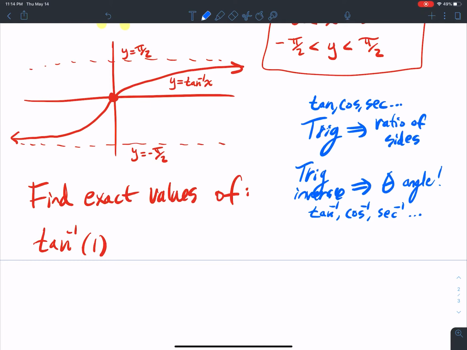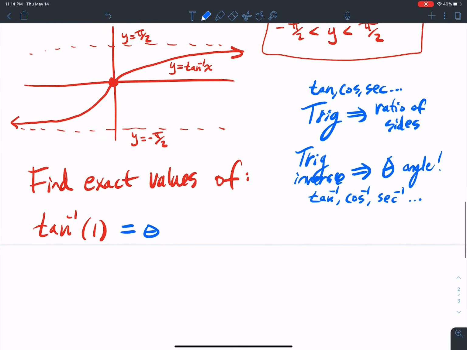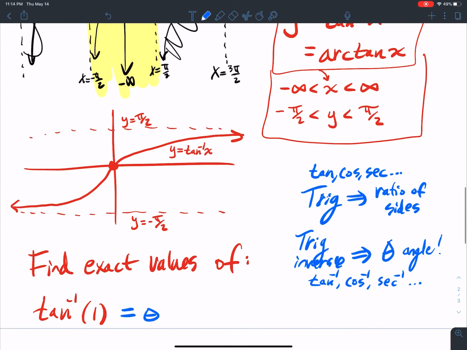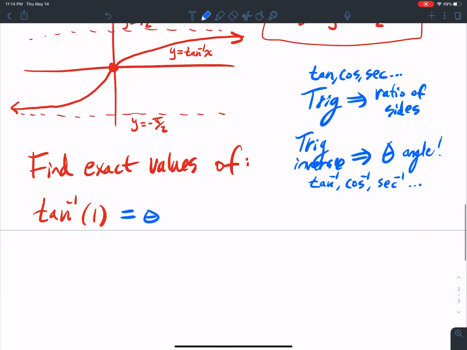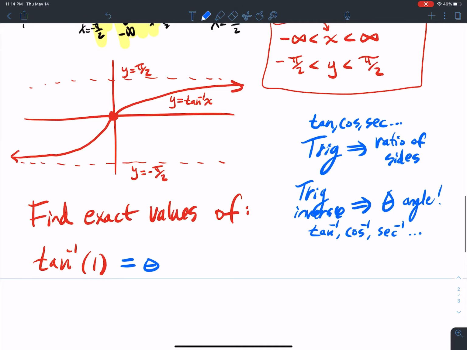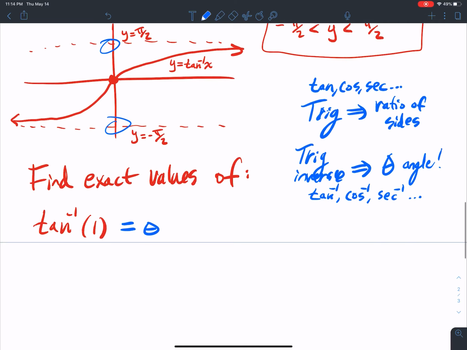So if I'm looking for an angle, I'm going to set this equal to theta. I don't know what theta is, but you know what? We're going to figure it out. Now, what do we know about theta? Well, theta is going to be restricted between what? That output, the lowest to the highest value right there. So theta is going to be restricted between negative pi over 2 and positive pi over 2. Okay? So I know that that's the case.